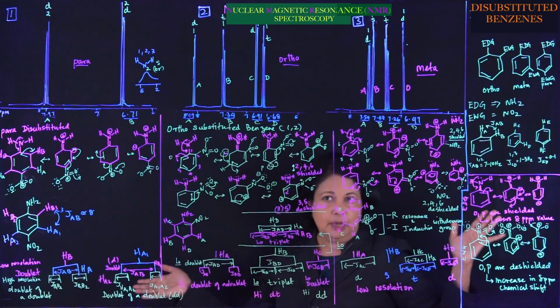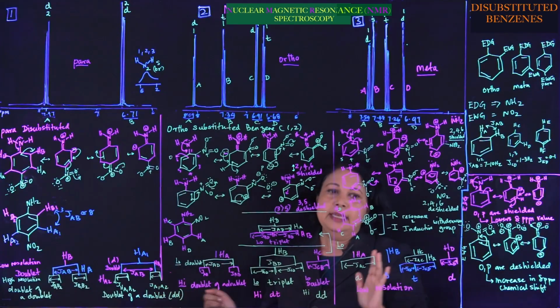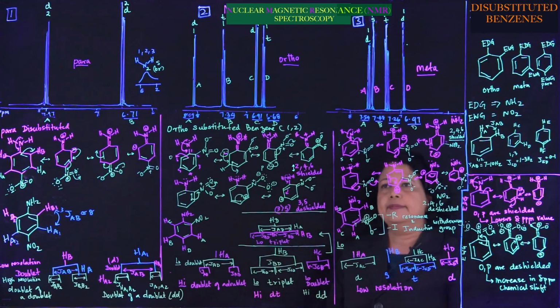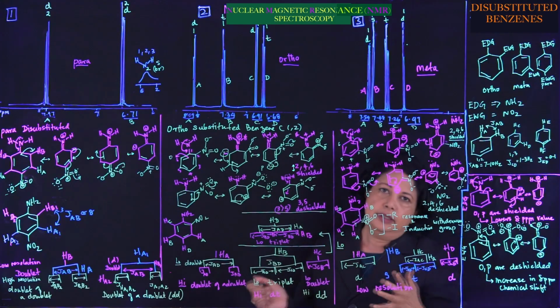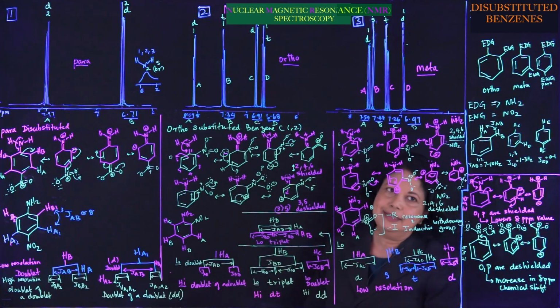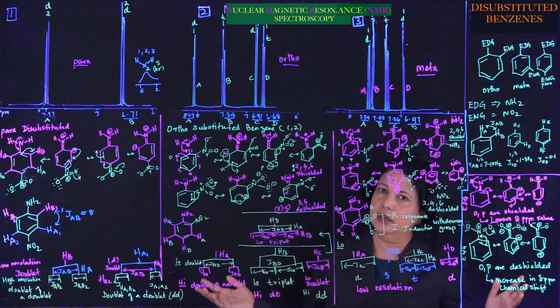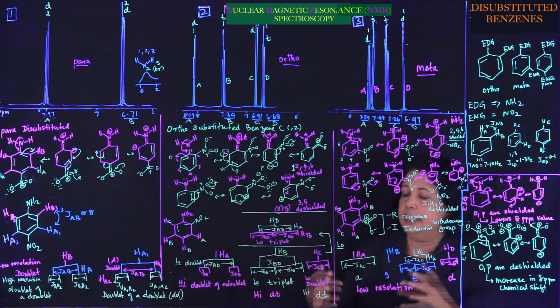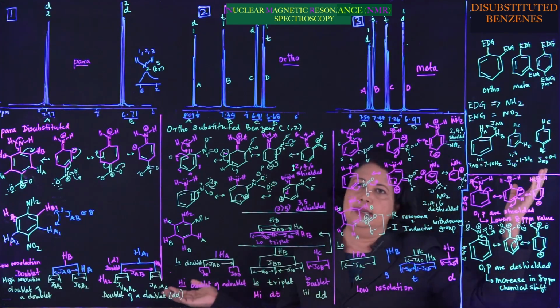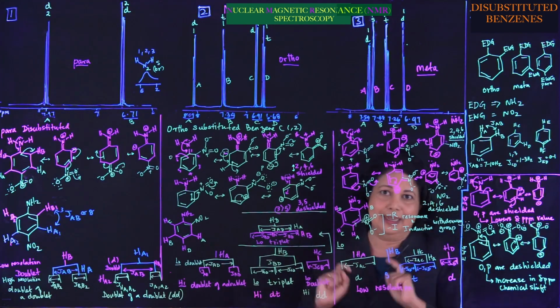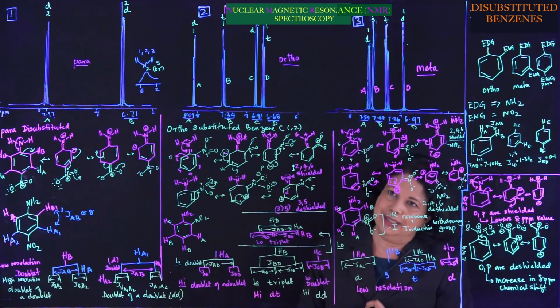So if you have any questions, don't hesitate to ask me. This is a topic that you would probably understand better after you have thoroughly understood the chemistry of benzenes. I'm just leaving this here so you'd have a good understanding how splitting patterns work and de-shielding and shielding works in di-substituted benzenes.